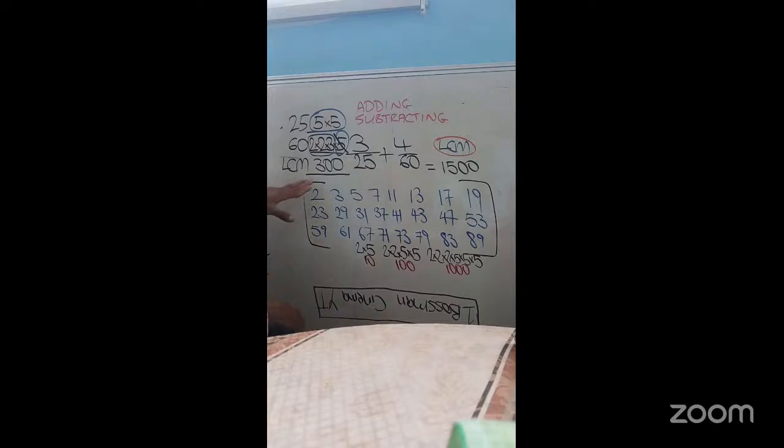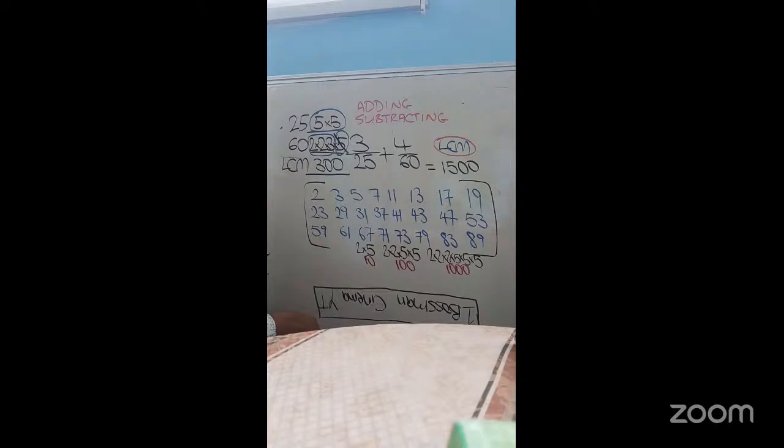Yeah, so notice how far the 1500 is from the 300. So realistically, we can't always multiply the numbers to get the LCM, right? We're not going to be able to do that at all times.